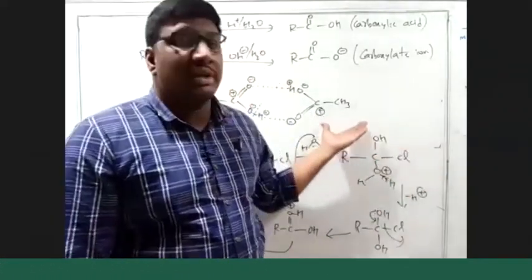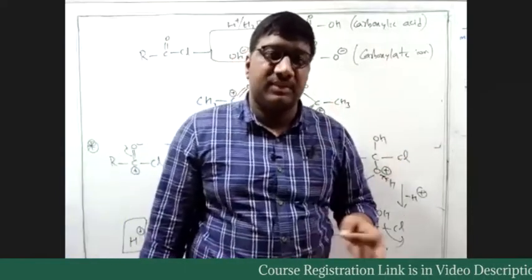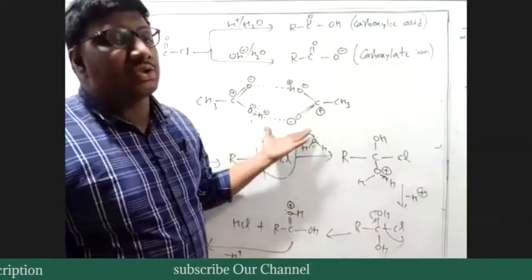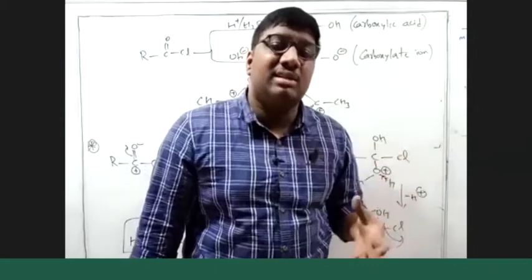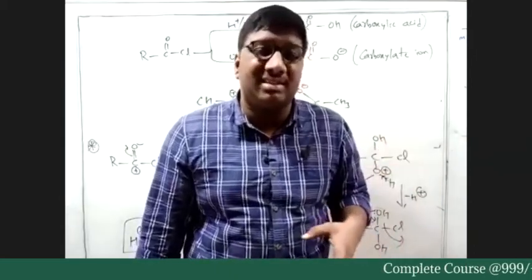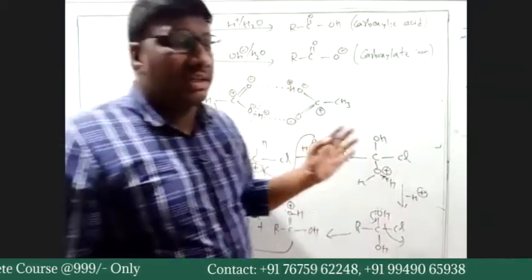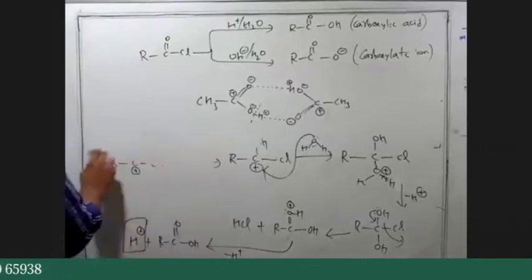So the boiling points of carboxylic acids are very high. Is it clear? And also, because of this very strong intermolecular force of attraction, carboxylic acids mostly exist in dimer state. You can note that point. Carboxylic acids majorly exist in dimer state.